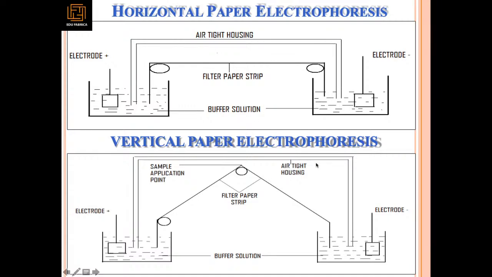In the vertical paper electrophoresis, we have these electrodes attached. There is a sample application point, then an airtight housing in between, and a buffer solution. We have the filter paper strips here, and the components start to migrate from negative to positive, like this.